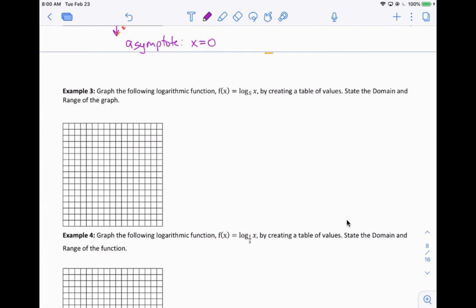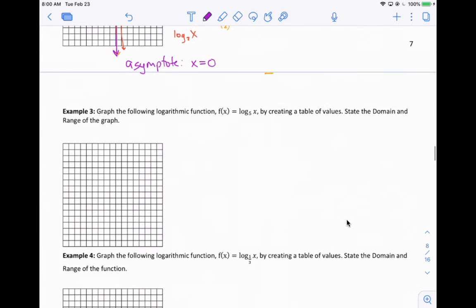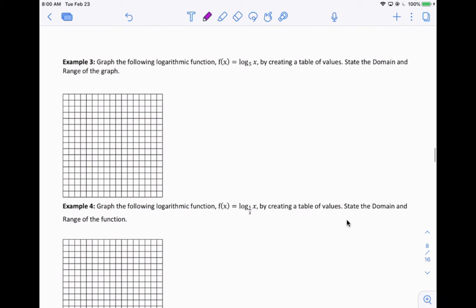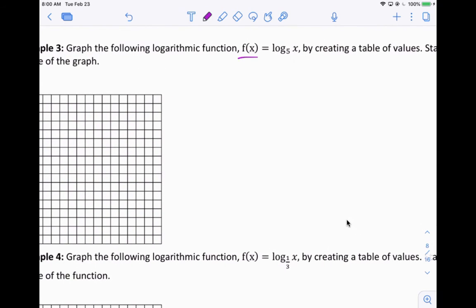We're going to state the domain. We'll do 2 more, pardon me, and then we'll move on to transformations. So graph the logarithmic function f of x equals log base 5 of x by creating a table of values, and then state the domain and range.